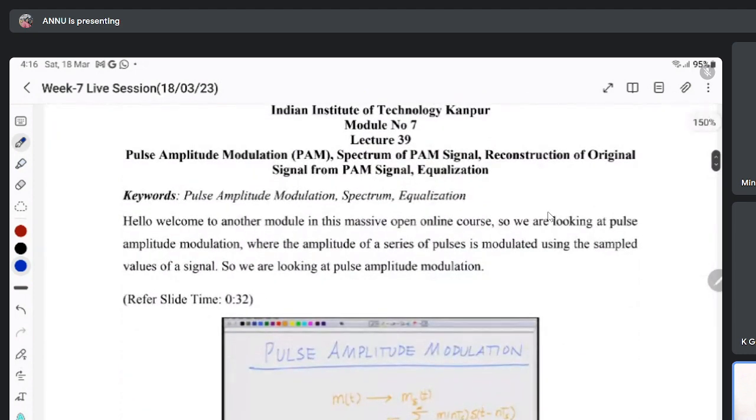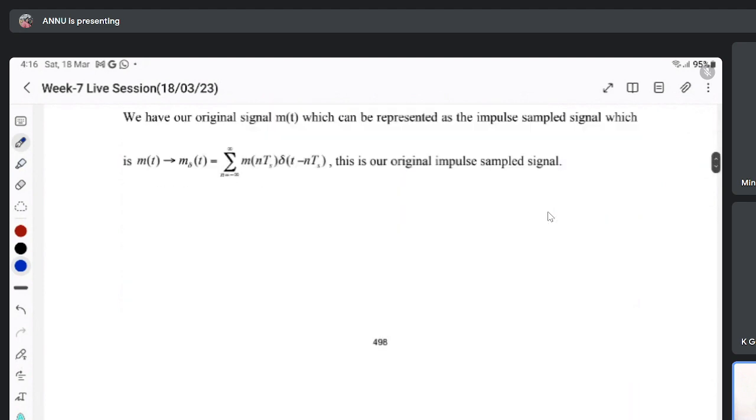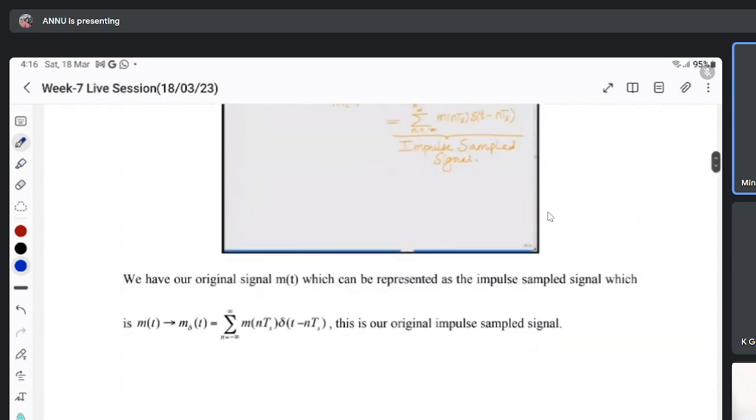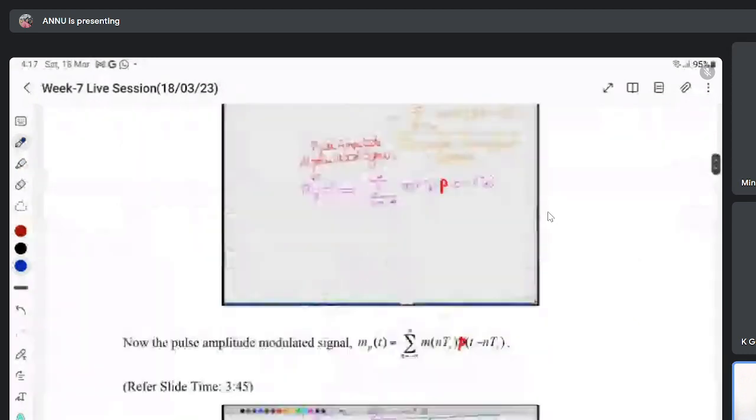Then Sir taught about the spectrum of the band signal, and reconstruction of the original signal using equalization. The similar equalization we did, we did the equalization filter in the form of a sinc. HT was in the form of a sinc function. Yes, ma'am. So similar equalization you will also receive here as a sinc function for sure.